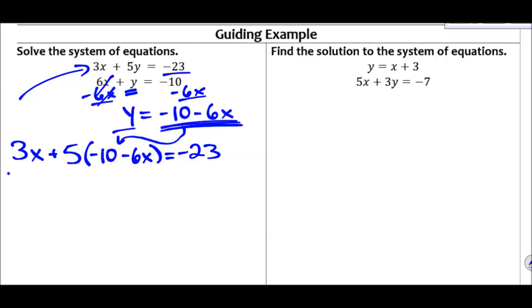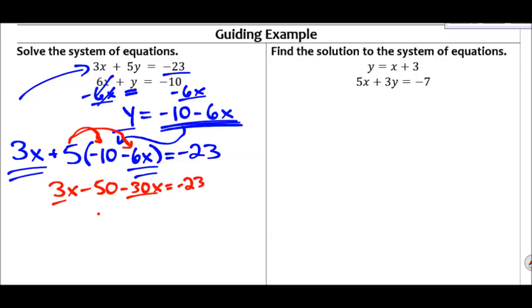Now I have an equation that only has x's in it, so I can actually solve that equation for x. I'm going to distribute first. 5 times negative 10, 5 times negative 6 gives me 3x minus 50 minus 30x. I'm going to combine like terms next. 3x minus 30x is negative 27x, minus 50 equals negative 23.